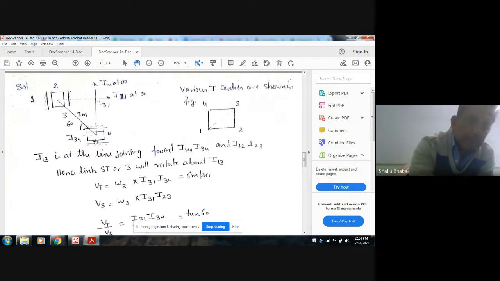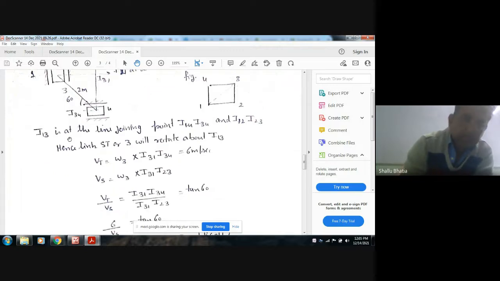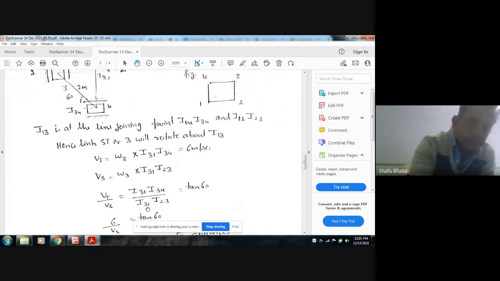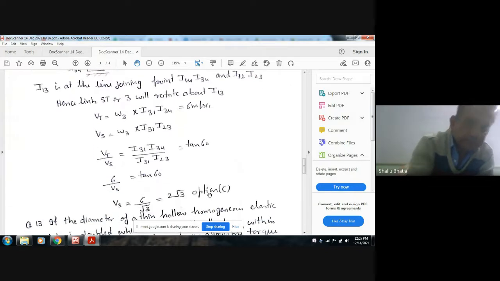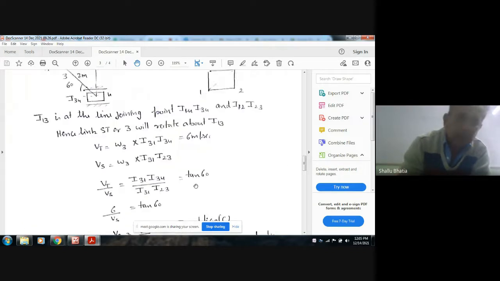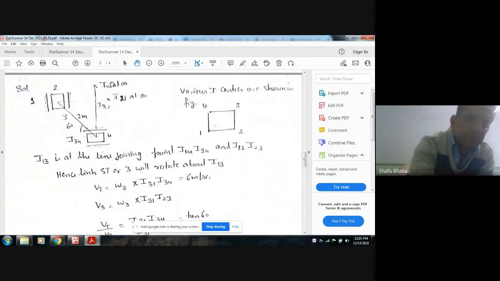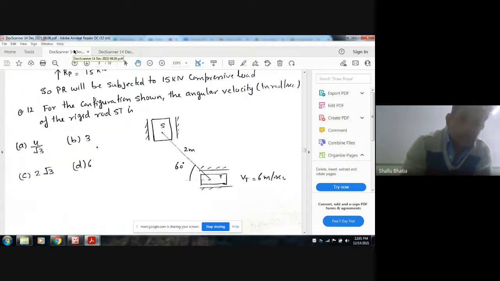So that is this by this. In this triangle, this is the base, and this is the perpendicular. So I31 I23 over I31 I34 will be base by perpendicular, and it will be tan 60. So putting the value of Vt, we can find out Vs, that is 2 root 3. Option C is the right answer.